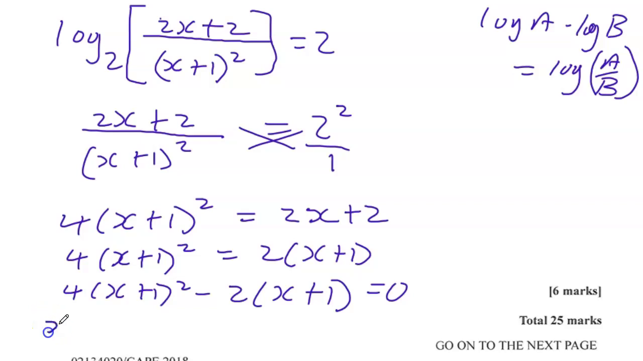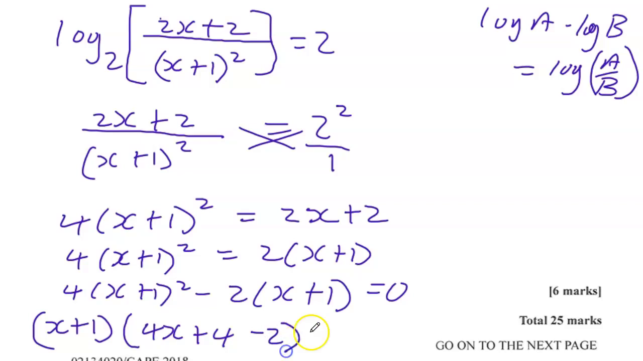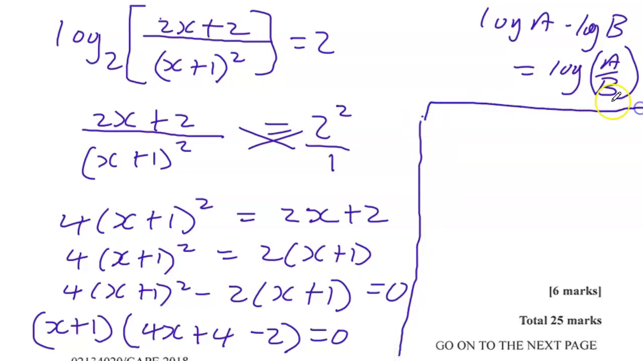So if I factor x plus 1, factor x plus 1 from here, I'll be left with 4 times (x plus 1), which is 4x plus 4. And if I factor x plus 1 from this term here, I will be left with just minus 2. Let me just continue over here. So in the end now, I'm left with x plus 1 in one bracket and 4x plus 2 in the other.